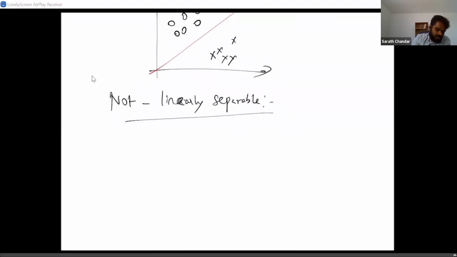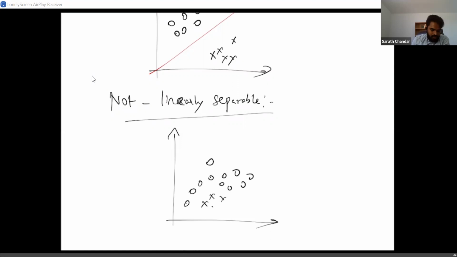To give an example, here is the same circle and cross problem, but let's say my data set looks something like this. Now this is my data set. How do I draw a boundary between these two classes? One possible boundary is this, right? Now this boundary is not a linear line. So this is non-linear. So these problems are not linearly separable.